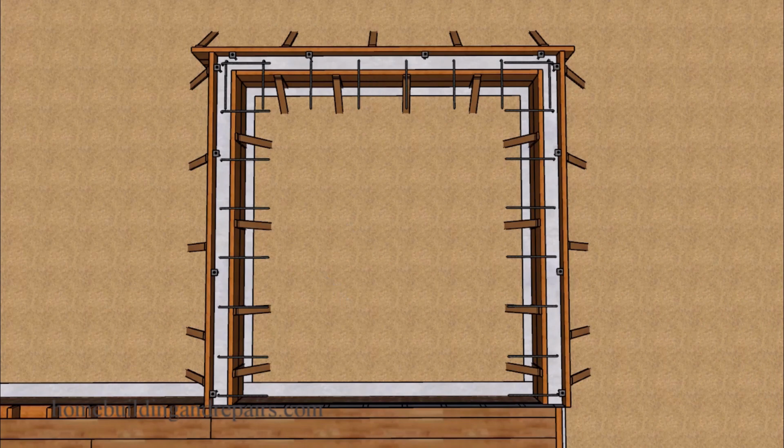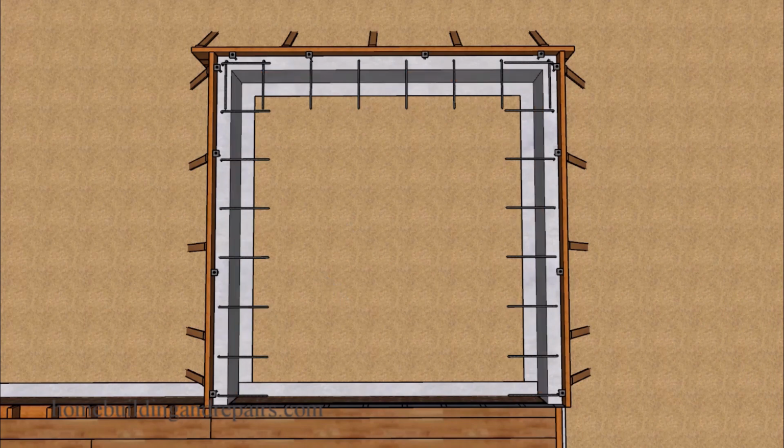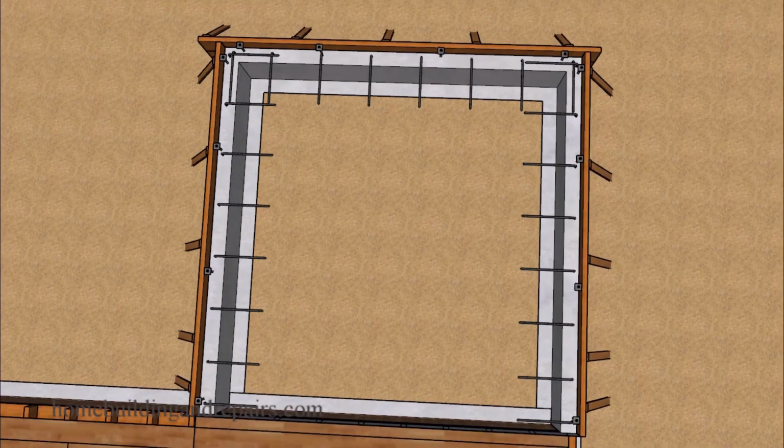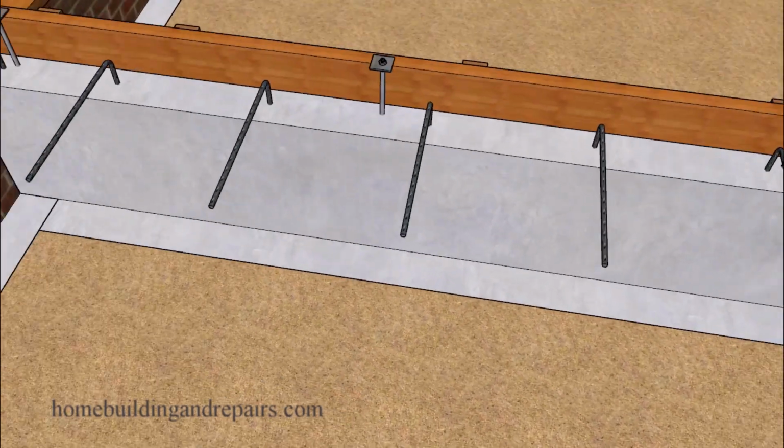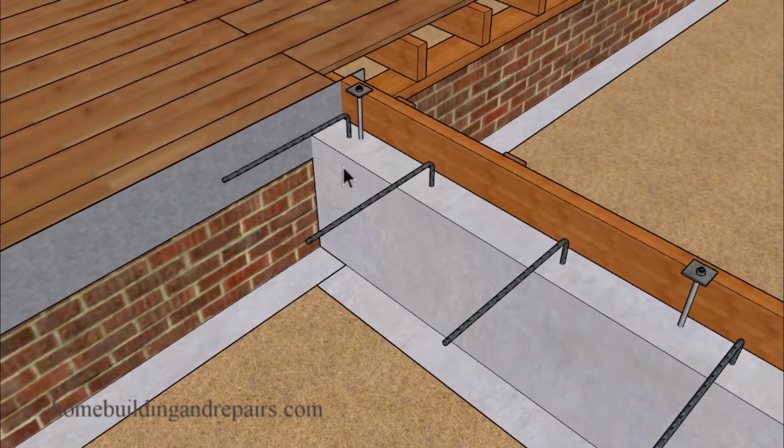Next up, let's go ahead and remove the inside form boards and then just take another quick tour here of the interior and how the metal is separating the concrete from the wood. You don't have to worry about separating the concrete from the existing brick or concrete. Just make sure that it's separated from the wood.